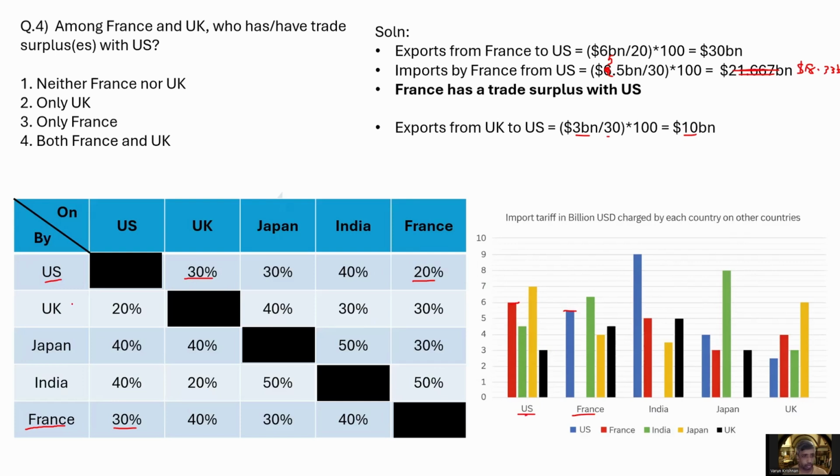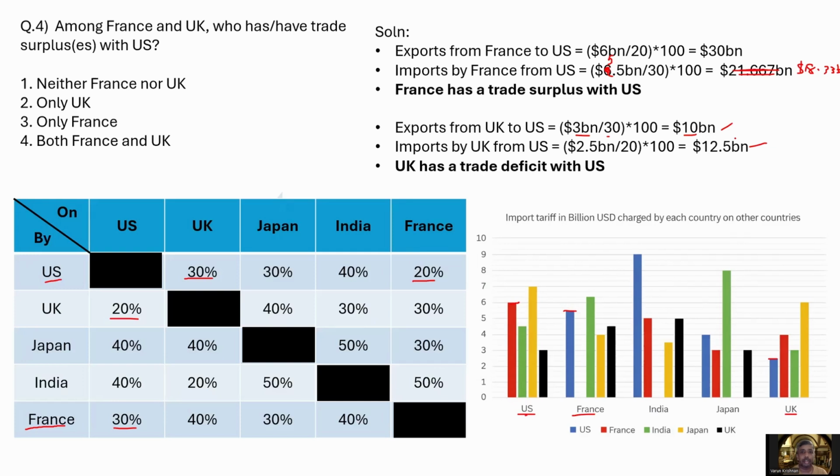And it is buying from the US at 20% tariff. If I look at UK, the US, it is buying only $2.5 billion of goods. So $2.5 billion by 20 into 100, which is $12.5 billion. So its imports from the US is more than its exports to the US. So it is selling less, buying more. So it has a trade deficit. So UK has a trade deficit, and the question is which among France and UK has a trade surplus? France has a surplus, UK has a deficit, so only France will be the answer to question 4.